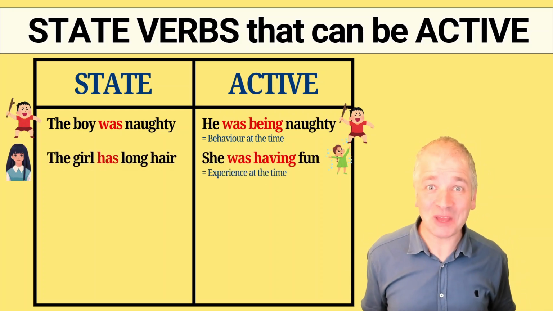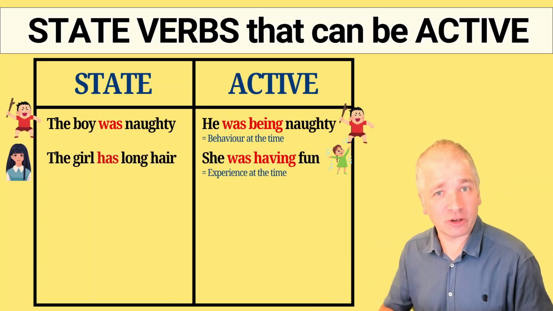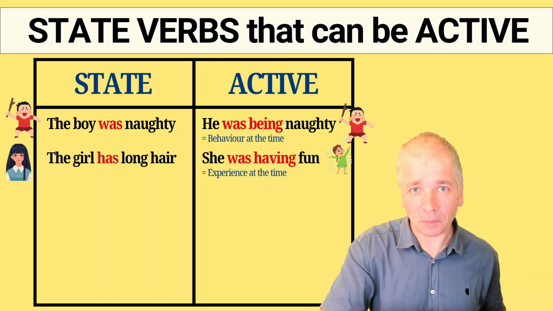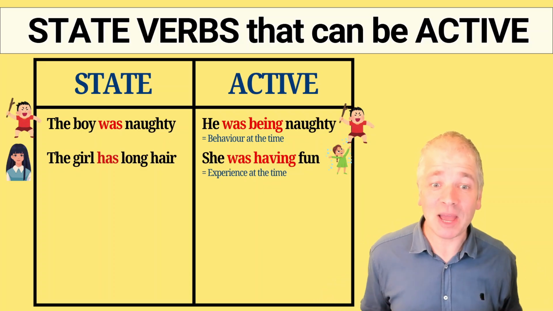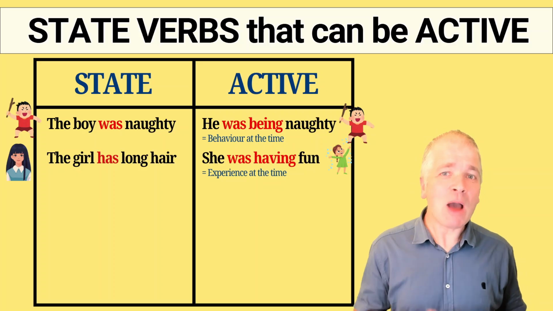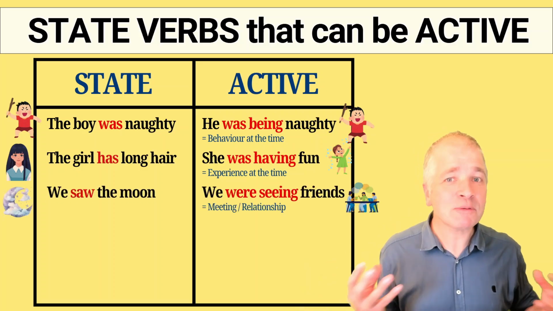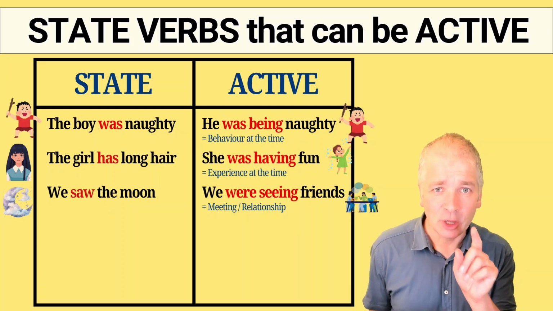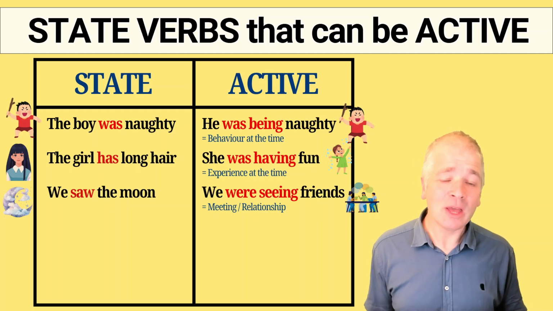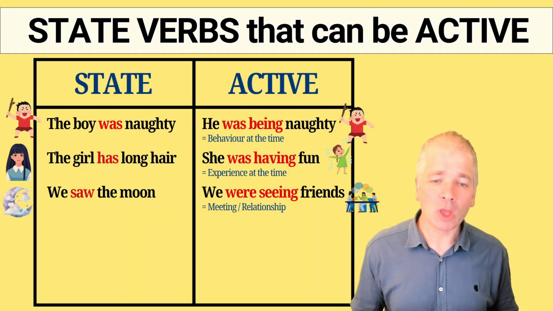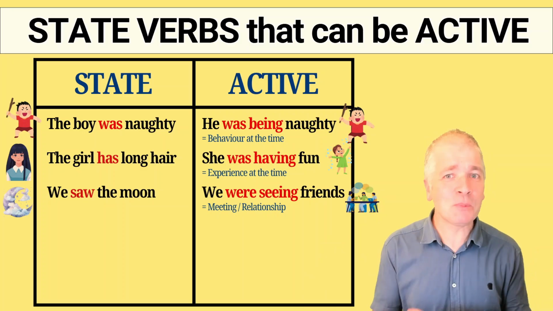Another verb that works like this is the verb to have. The girl has long hair. Here, this shows possession. The long hair belongs to the girl. But we can make this active if we mean the experience someone has at a particular time. She was having fun. That was the experience she had at the time. A lot of verbs to do with our senses can be state and active. Usually they're state, such as we saw the moon. But this could be active if we're talking about a meeting or a relationship. We were seeing friends. That doesn't mean we actually see them with our eyes. That means we meet them.